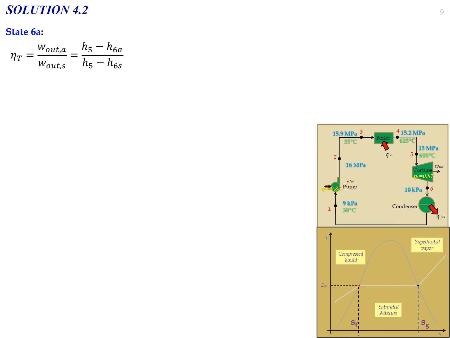So now we need to manipulate the equation for the isentropic efficiency of the turbine, where eta T equals H5 minus H6A divided by H5 minus H6S. So H5 and H6S we already determined from the previous states, and the value of the isentropic efficiency for the turbine is already given in the question. So now we can determine the value of H6A. So rearrange the equation, so H6A equals 2305.75 kJ per kg.